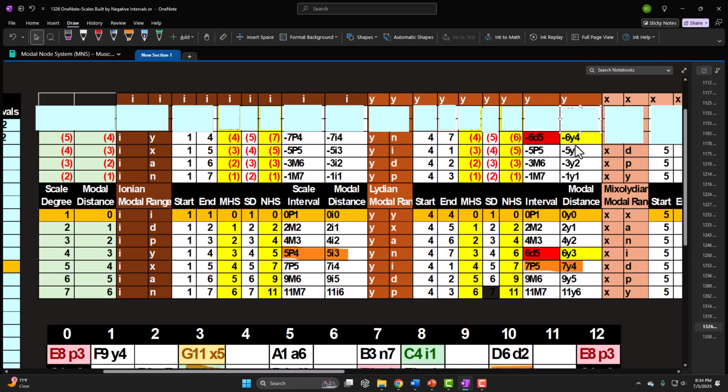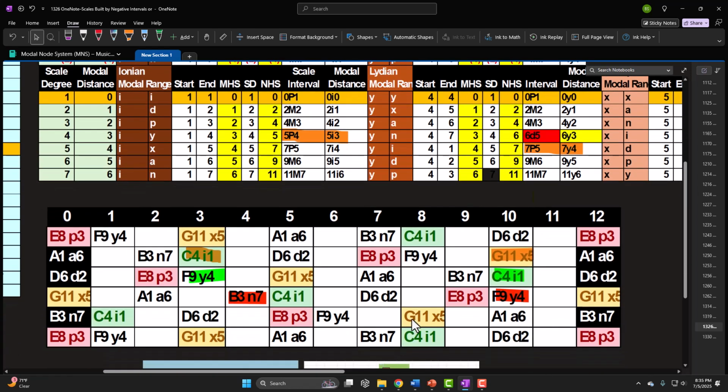Why? Because if I take 12 minus 6, then I would still get 6. And it would be 6 going forward from the Lydian node, negative 3rd modal half step, which would be the 4th scale degree, which would be an augmented 4th instead of a diminished 5th, 2 terms that have the same distance. All right, so that's going to be the weird one.